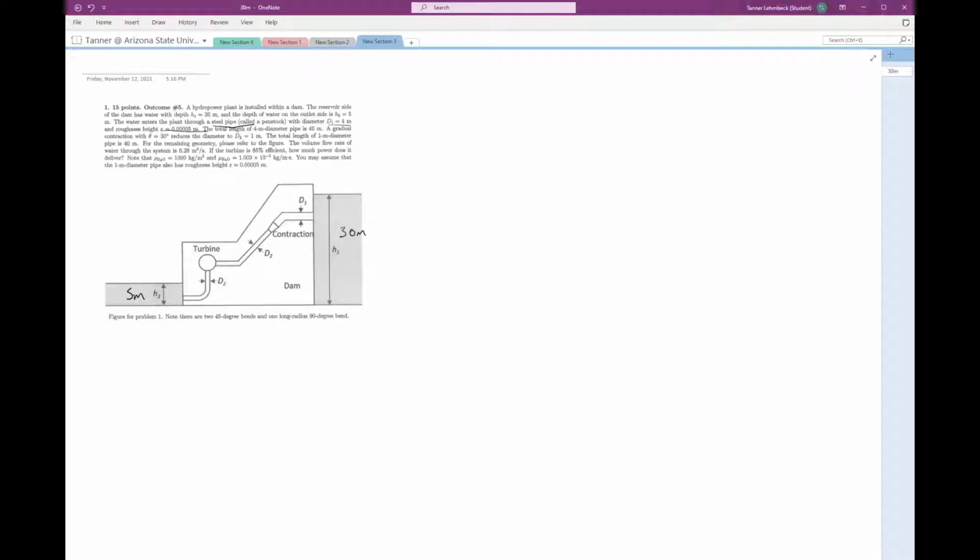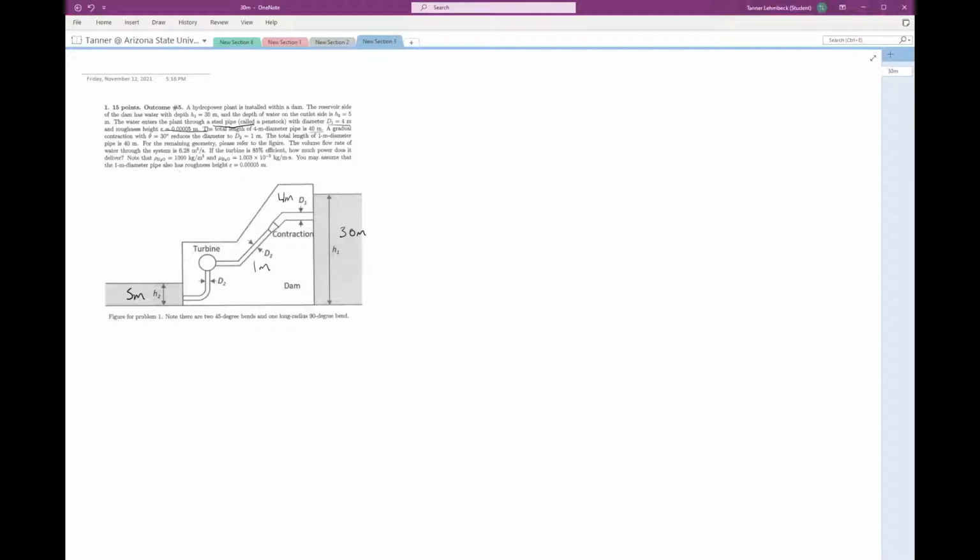Oh, sorry, so this is just D1. So just this first part of the pipe is 4 meters. And then we're told that this section of the pipe, just this D1 portion, is 40 meters long. We have a contraction here with a 30-degree angle, and then our diameter here at D2 reduces to 1 meter. And it's 40 meters long, just like the other pipe.